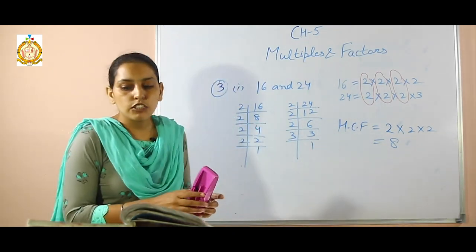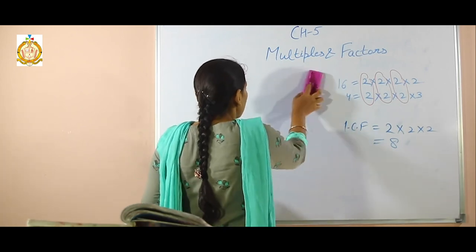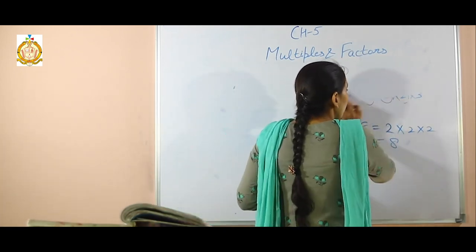Students, next sum is: which of the following pair of numbers is co-prime? Students, here you have to find out the co-prime numbers.